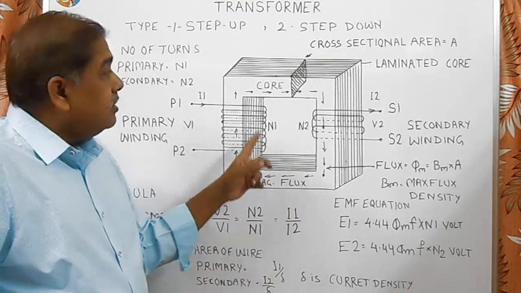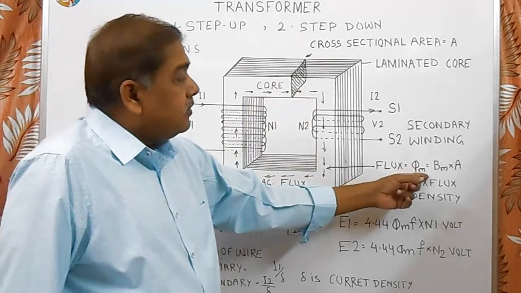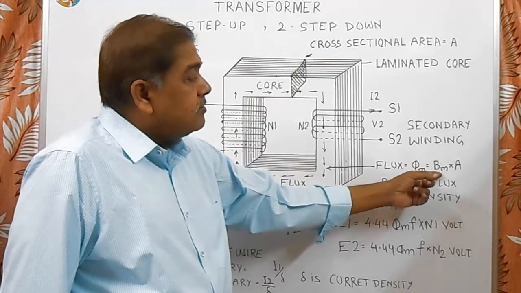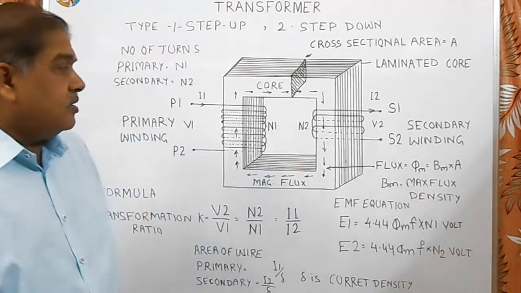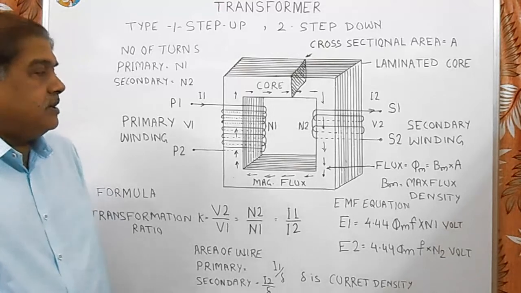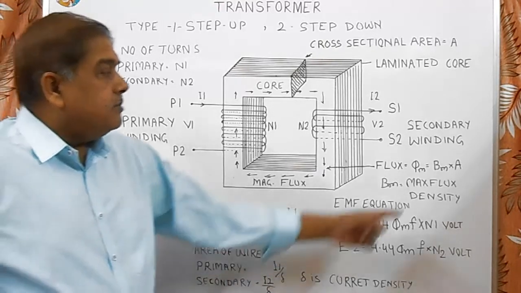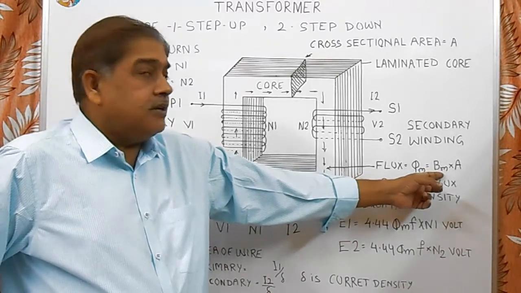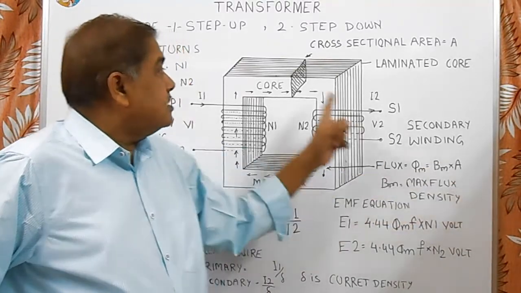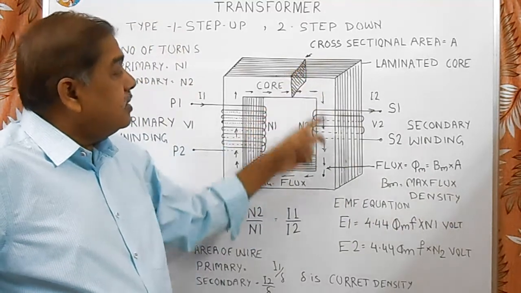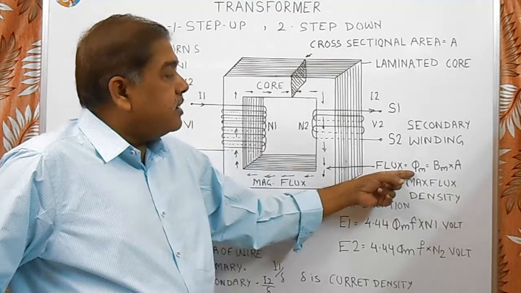And one more thing, that what is the flux density, phi max flux can be found out with this. Bmax, the value of maximum flux density, is fixed for any type of lamination. For silicon steel, Bmax is fixed. It is dependent upon the material of the lamination core. Area of cross section is dependent upon the size of lamination, and with the help of this we can find out the value of phi max.